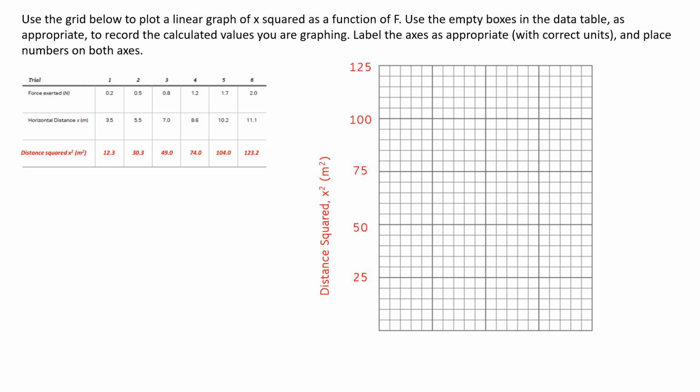25, 75, 100. The greatest value is 123. I think 25, and each one is 5, 10, 15, 20, 25, 30, 35, 40 to 50. And on the x-axis, or your horizontal axis, that's your force. The maximum value is 2, minimum value is 0.2. So I think 0.5, 1, 1.5, and 2 is a good scale for this experiment.